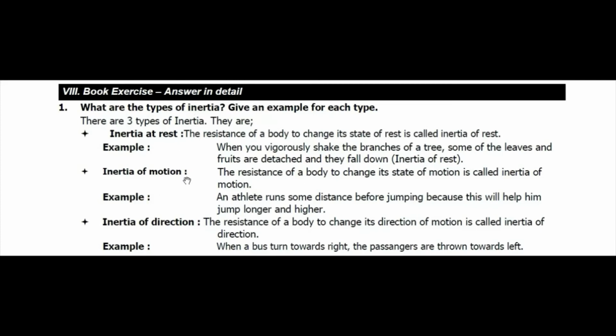Next, inertia of motion. The resistance of a body to change its state of motion is called inertia of motion. Example: an athlete runs some distance before jumping because this will help him jump longer and higher. Third, inertia of direction. The resistance of a body to change its direction of motion is called inertia of direction. Example: when a bus turns towards right, the passengers are thrown towards left.